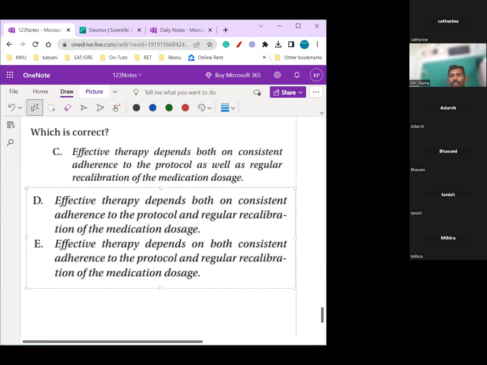So which one do you guys think? Look at all three, and which one do you think is the correct sentence? Read them carefully, make some notes, and tell me which one you think is the best answer for this.